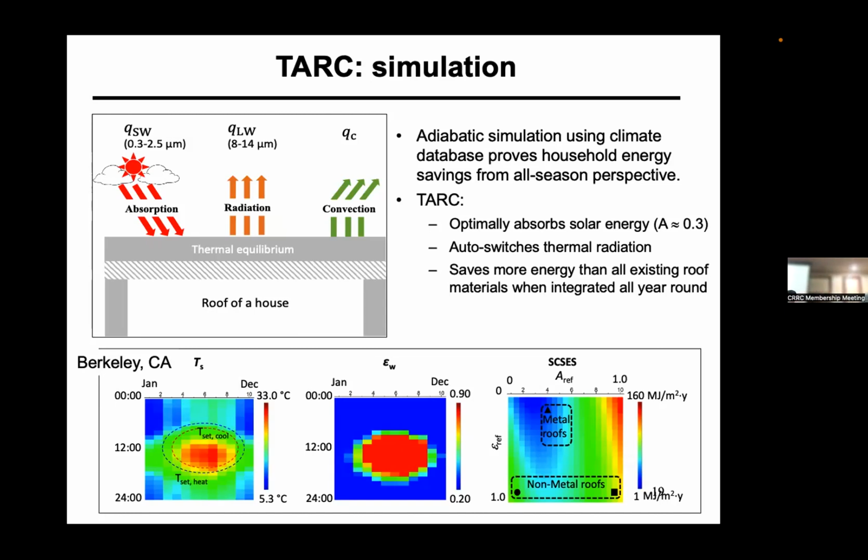A ref, and then epsilon ref. Any other arbitrary non-switchable roof material for city of Berkeley, they always consume more energy than my TARC material, which is understandable because Berkeley is the place that when it is hot, it's really hot. When it is cold, it gets really cold, okay?